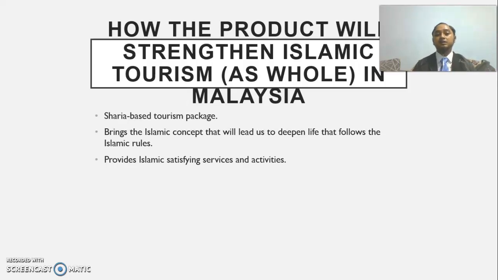Next, how the product will strengthen Islamic tourism as a whole in Malaysia. Our product is a Sharia-based tourism package, so Muslim tourists wouldn't have to worry about the ethics or any other aspects that worry Muslim tourists. Our product also brings the Islamic concept that will lead us to deepen a life that follows the Islamic rules. As we said before, the activities will be separated between men and women, and in every activity there is a sharing session and knowledge given, in terms of knowledge and information that will strengthen and deepen our knowledge about Islam, and also provide Islamic satisfying services and activities.